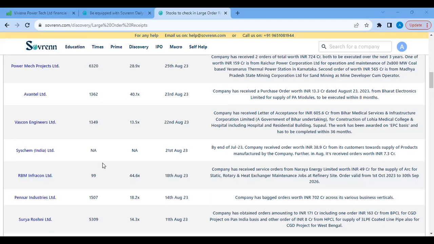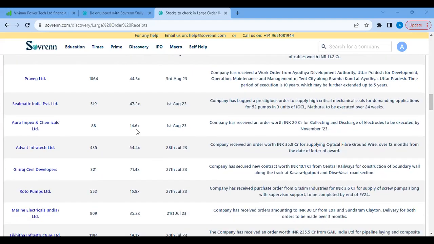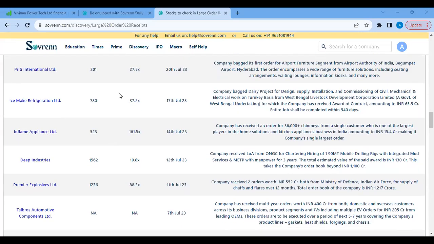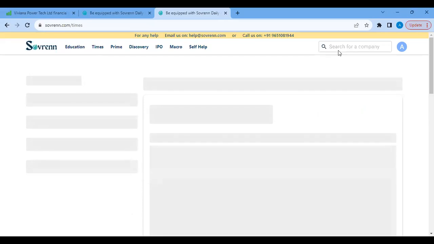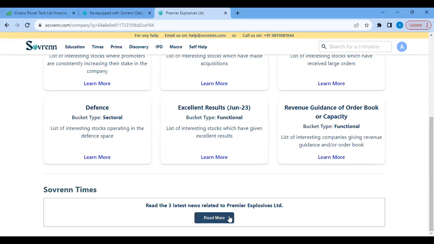Now, let's look at this company. Let's look at which company got a 552 crore order. Premier Explosives got a 552 crore order. Okay. Now, let us look at Premier Explosives. Very interesting company. Sovrenn Times में देखते हैं. ठीक है. Let us look at Sovrenn Times right now.